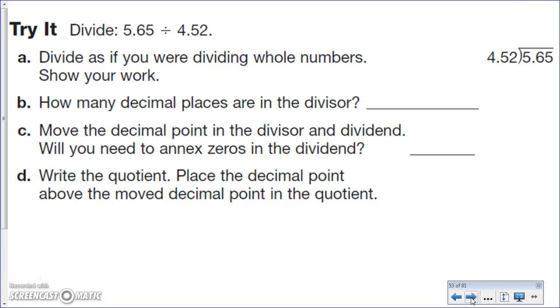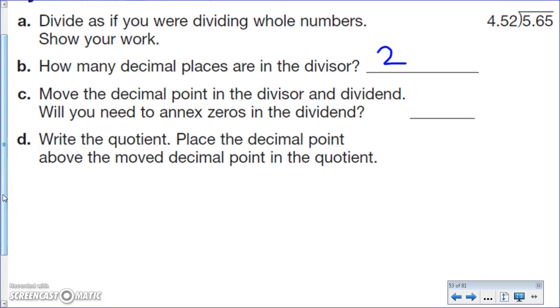For the try it here, we're going to divide 5 65/100 by 4 52/100. So first thing we need to do is move the decimal so it's out of the divisor, and there are 2 decimal places in the divisor. Next, for C, we're going to actually move the decimal points here and rewrite the problem with whole numbers. Now we have 565 divided by 452.